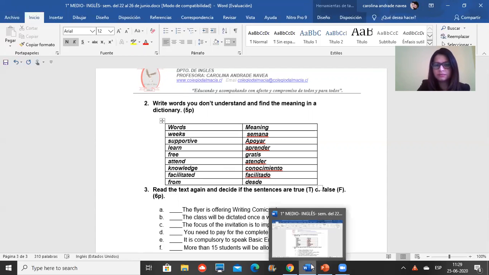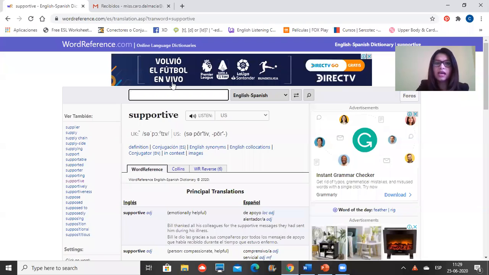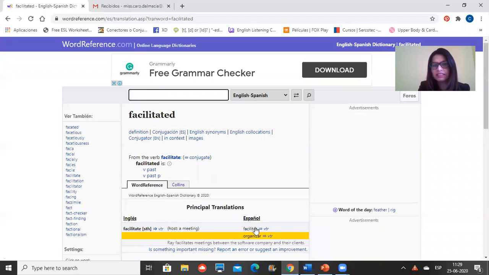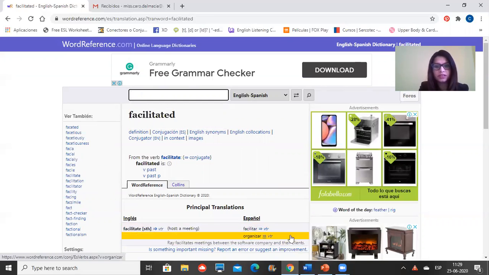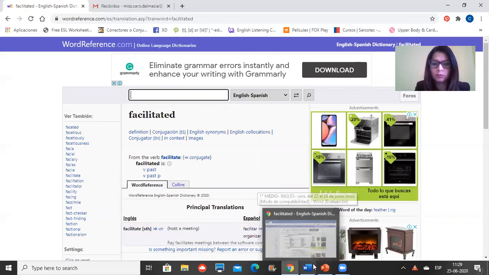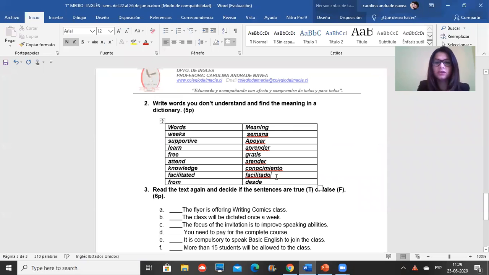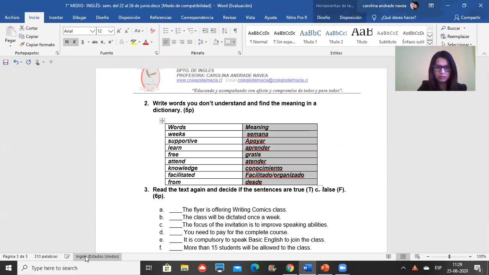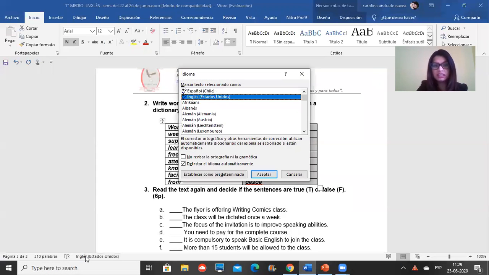We are going to look for another meaning of facilitated, right? So we are going to the dictionary. I'm going to ask for help. Facilitated. Okay, and it says facilitar o organizar. Okay, that's better, organizado. Okay, so the course is organized by the group of persons. So we are going to write here facilitado u organizado. Okay, so that's easier for us to learn. And then don't worry about the red. I'm just going here. I'm going to write English. Because it is in English, I'm going to write Spanish so it can go good. All right.